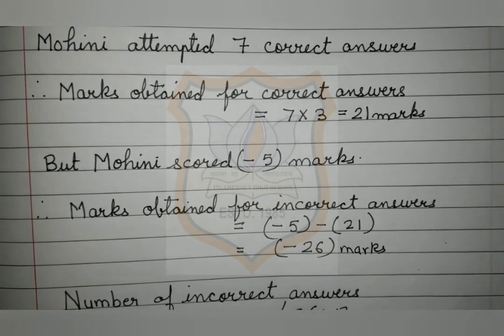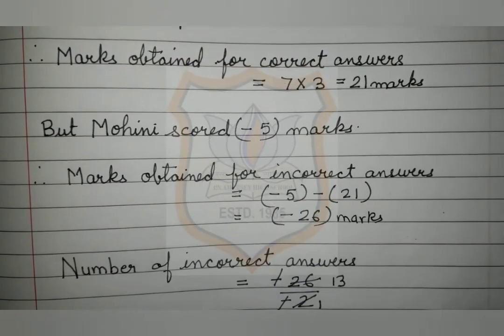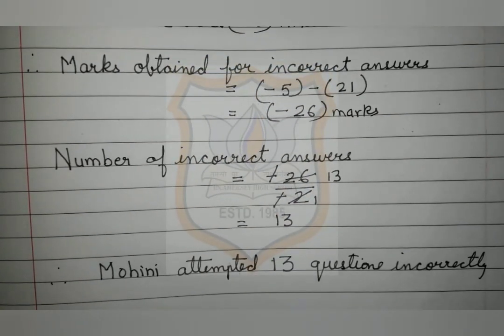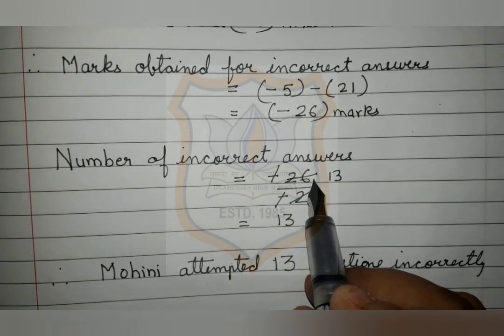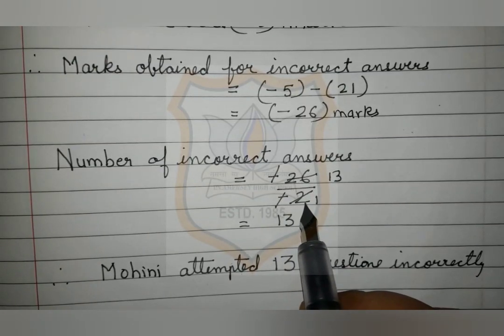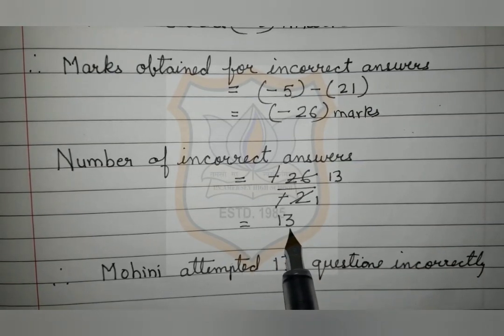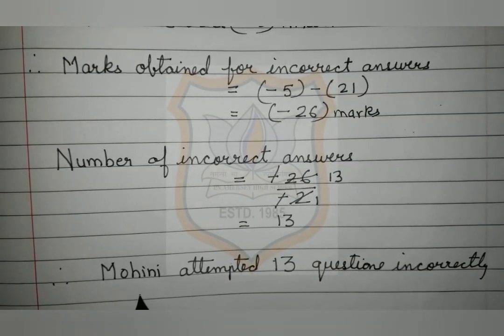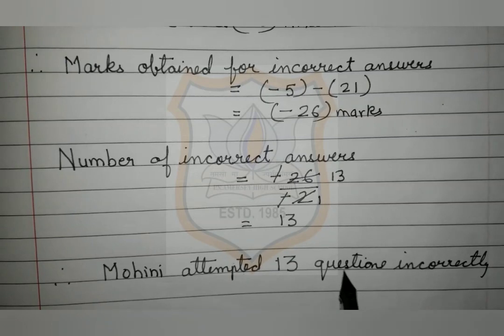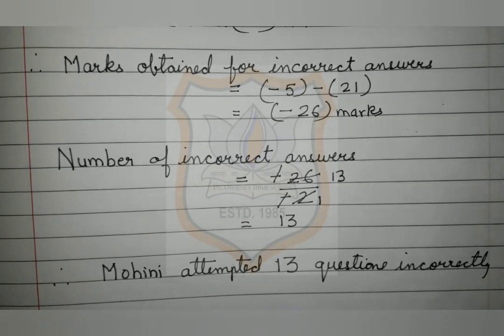Now, we have to calculate the number of incorrect answers. So, the number of incorrect answers is equal to minus 26 divided by minus 2. 2 thirteens are 26. That is equal to 13. Therefore, we can say that Mohani attempted 13 questions incorrectly.